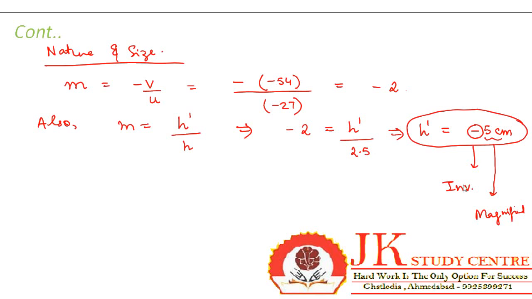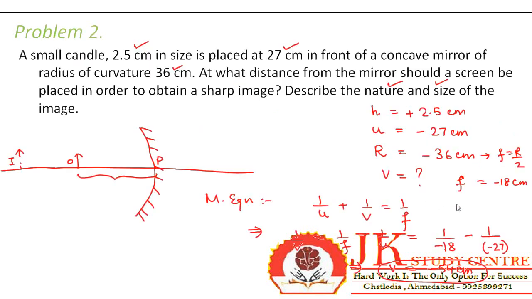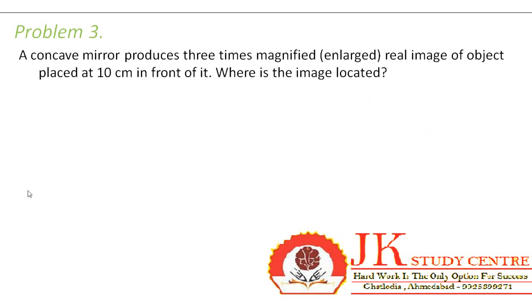Now since the image is inverted, it has to be a real image. That means how would the image be? This will not be the image. The image will be somewhat like this. It will be enlarged, inverted and real, right? So we calculated the nature, size and position of the image. Let us now look at the third problem.